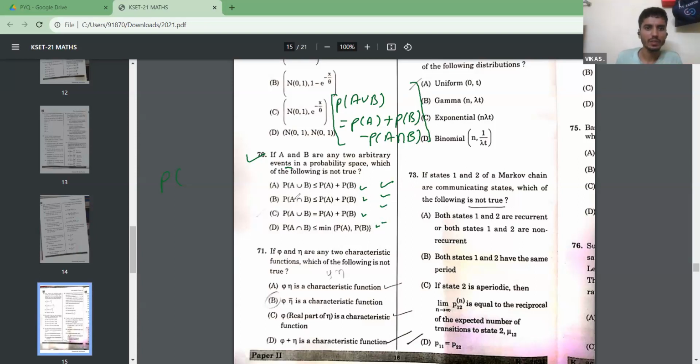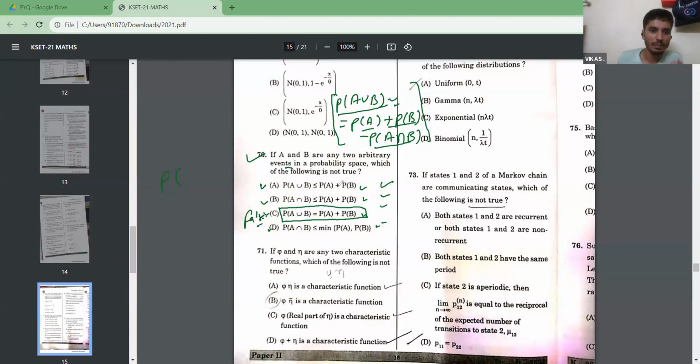Let's do this first. A and B are any two arbitrary events in the probability space. Relations between the union and the sum of their probabilities are given, and the question asks which is true. From this you can see that probability of A union B is equal to probability of A plus probability of B minus probability of A intersection B. This is given, but this option C is false, clearly.